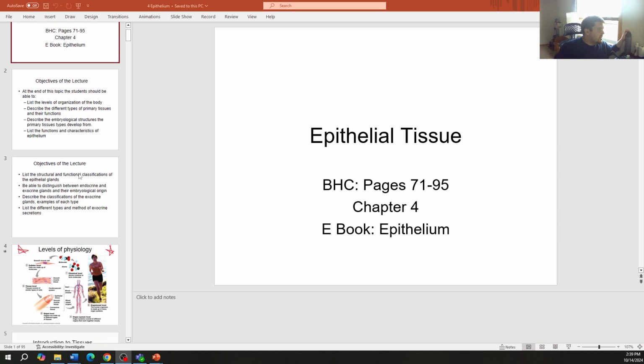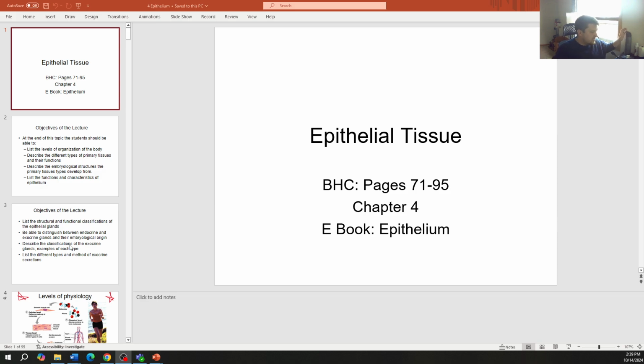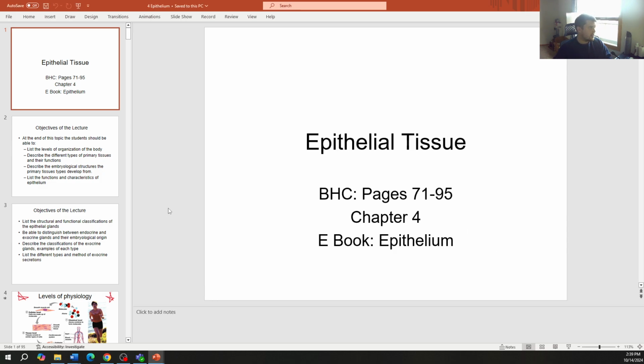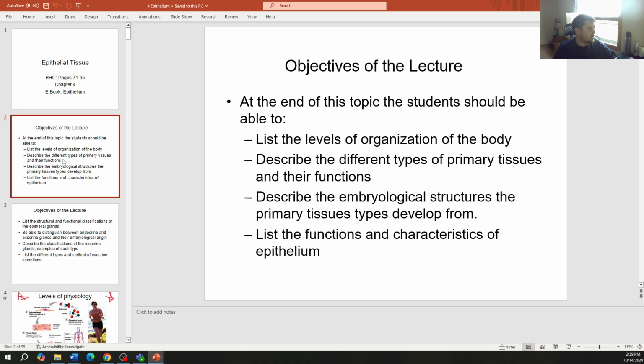Today we're going to be getting into a little bit more of the tissues component of cells and tissues. We're going to talk about epithelial tissue. We're going to do a little bit of just kind of overview, big picture type stuff, and then we'll get into this specific tissue. Of course, here are our objectives.